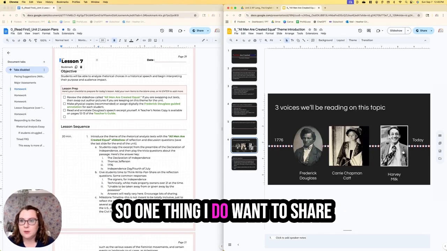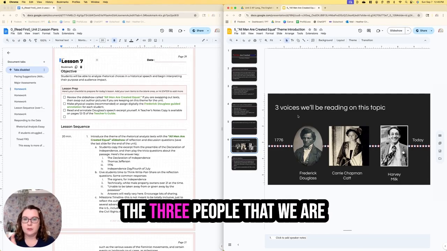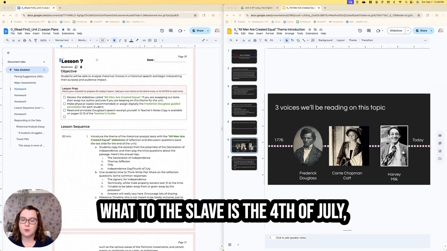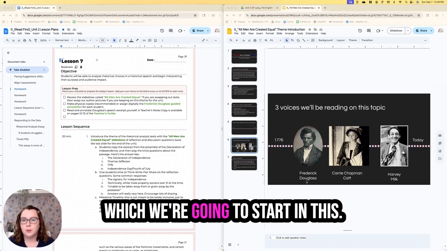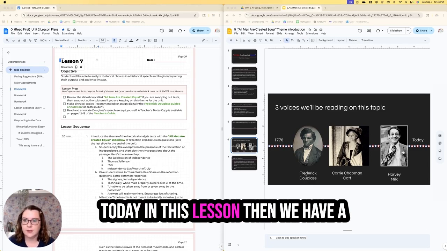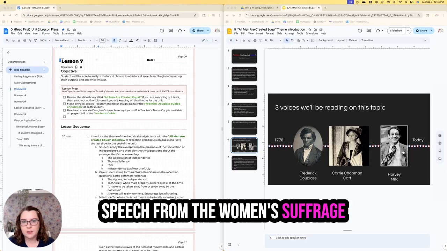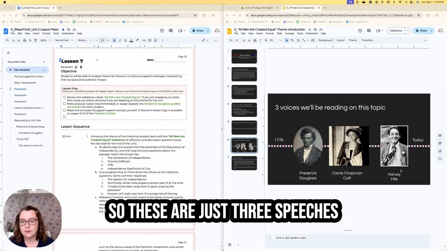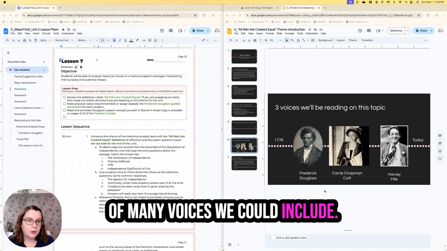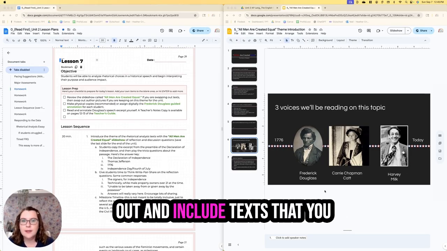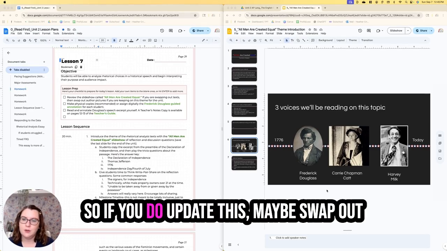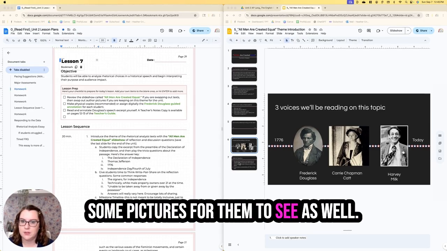So one thing I do want to share with them is a picture of the three people that we are reading speeches from in the unit. So I have Frederick Douglass's What to the Slave is the 4th of July, which we're going to start today in this lesson. Then we have a speech from the women's suffrage movement by Carrie Chapman Catt, and then we have Harvey Milk's Hope speech from the 1970s. So these are just three speeches of many voices we could include, and of course you can swap these out and include texts that you love or that you think would resonate with your students, but these are the three. So if you do update this, maybe swap out some pictures for them to see as well.